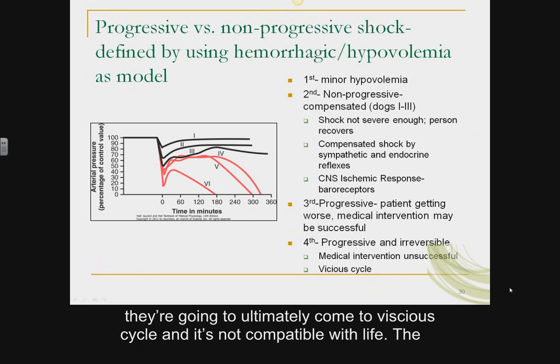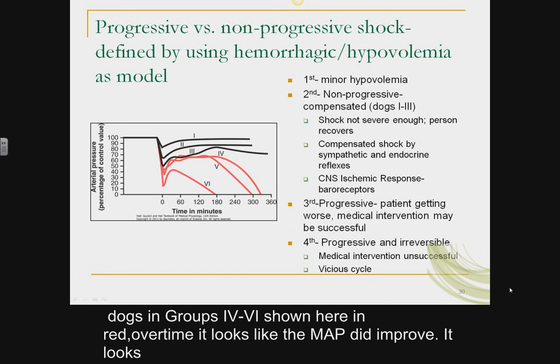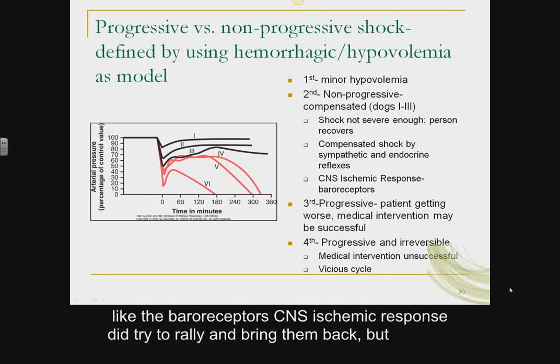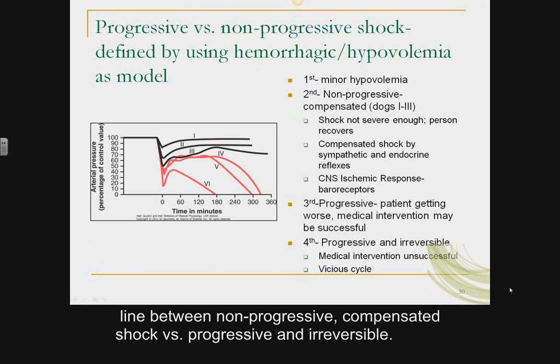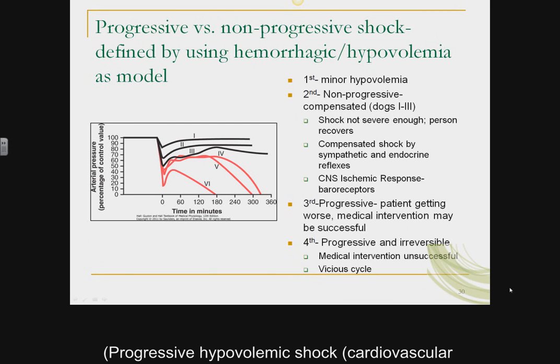and it's not compatible with life. The dogs in groups 4 through 6, shown here in red, over time, it looks like their mean arterial pressure did improve. It looks like the baroreceptors, central nervous system ischemic response, did try to rally and bring them back. But ultimately, they had progressive and irreversible shock. Again, the experiment shows us the fine line between non-progressive, compensated shock versus progressive and irreversible.